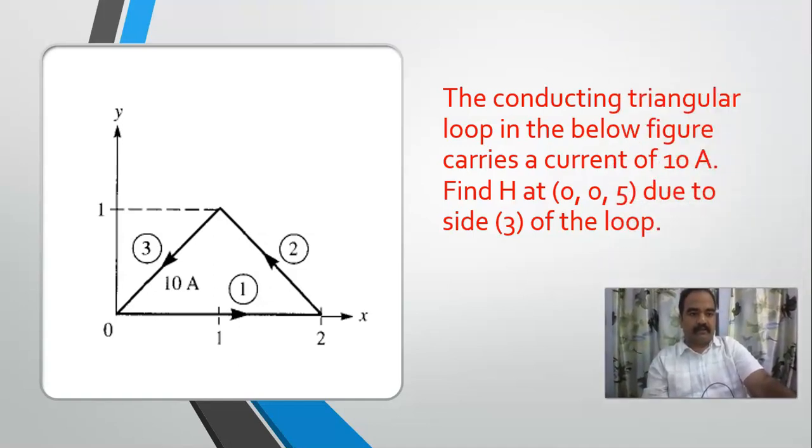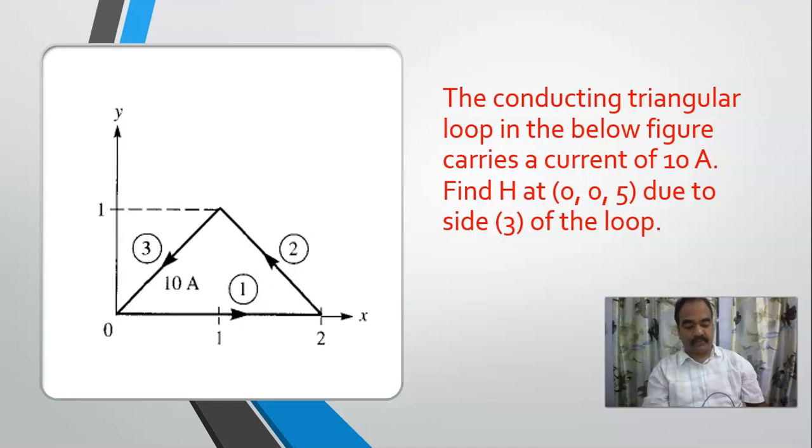Welcome back. Now we go to problem number 2. In problem number 2, it has been given that the conducting triangular loop in the below figure carries a current of 10 amperes. See, this is a triangular loop which is carrying a current of 10 amperes. Find H at (0, 0, 5). It is on the Z axis because the x and y coordinates are 0. Due to side 3 of the loop. This is side 3 of the loop.